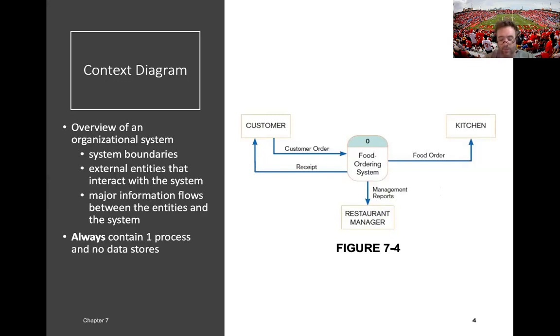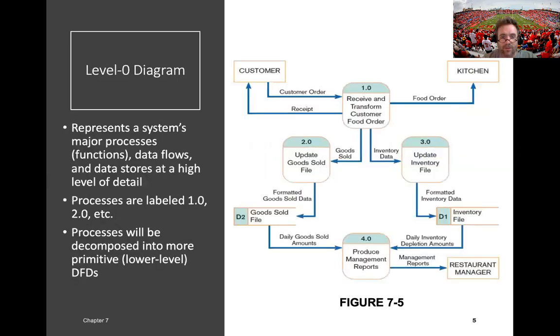Now you will recall that to traverse to lower level diagrams of our data flow diagrams, we go up and down through the processes. So here we have our food ordering system process. To go down to the next level of detail, we would go down through the food ordering system process, and we would see this. Now, this is called the level 0 diagram. It's the highest level diagram underneath the context level diagram.